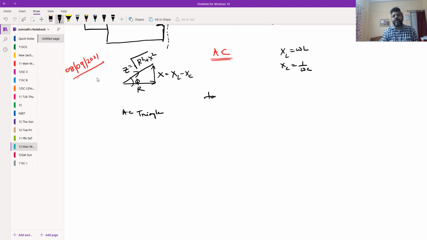Tan phi equals perpendicular by base, that is, XL minus XC by R. Now, one by one, we will see all the circuits. We did not start them in the previous class. In the previous class we just showed you how to calculate this, and from today we start.